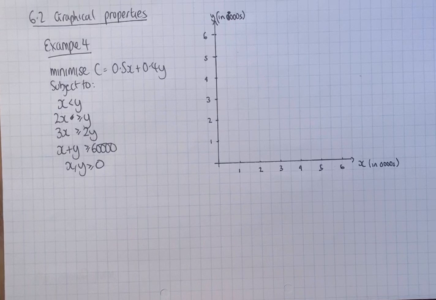Right, so the problem we've got is that we're trying to minimise this, it's probably going to be cost, equal to 0.5x plus 0.4y. So saying x costs 50p, y costs 40p. And we've got, subject to those constraints, x is less than y, 2x is less than or equal to y, 3x is greater than or equal to y, 3x is greater than or equal to 2y, x plus y, the total, is greater than or equal to 60,000, x comma y is greater than or equal to 0.